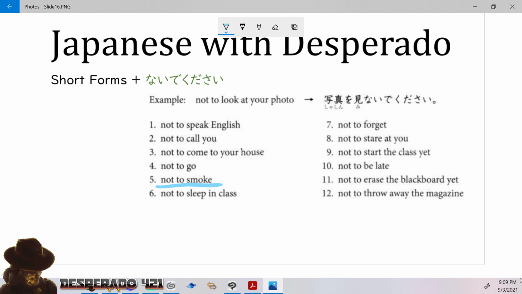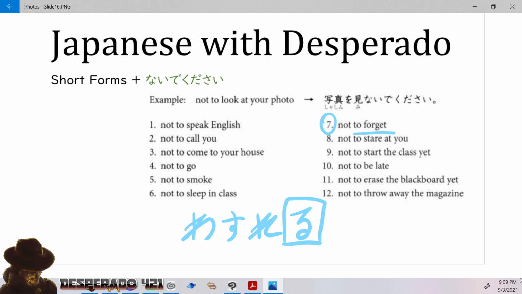All right. Now, I'm going to skip one here for Lavitz to do number 7. Number 6 really applies to me right now, though. Number 7 will be even more funny. I forgot, of course. Wasureru, and it's a ru verb, not an u verb.